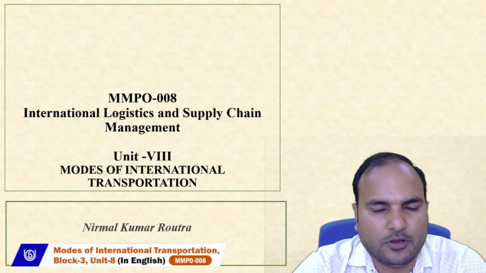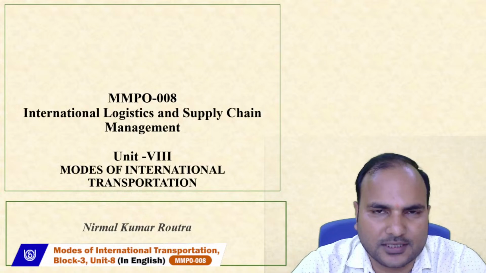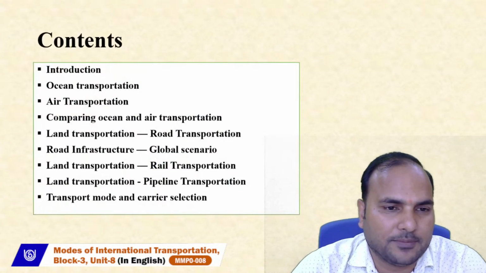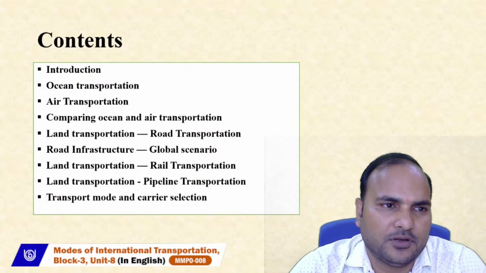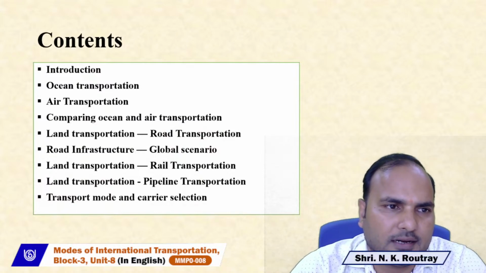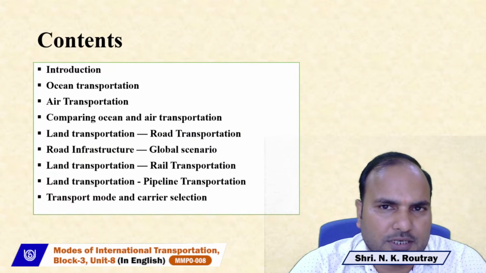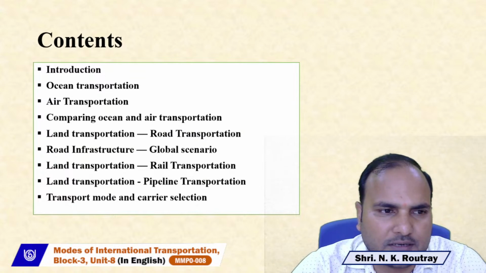In Unit 7, we have already discussed transportation. Today we will discuss in detail the different modes of international transportation. After completion of this chapter, you will be able to understand the introduction to the modes of transportation in the international system. Within that, we will study ocean transportation and air transportation. Then we'll discuss comparing ocean and air transportation.